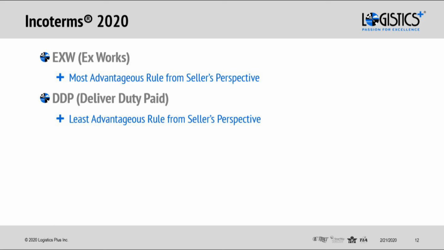Whereas the opposite, all the way at the bottom, DDP, delivered duty paid, the seller is paying for all the freight, they have all the risk up to the named place in the country of destination, and in DDP, the seller is also responsible for duties, taxes, and import clearance costs in the country of import.